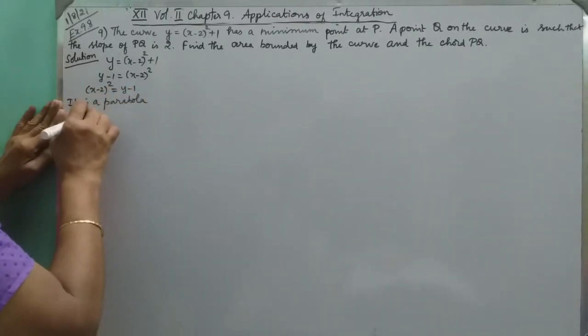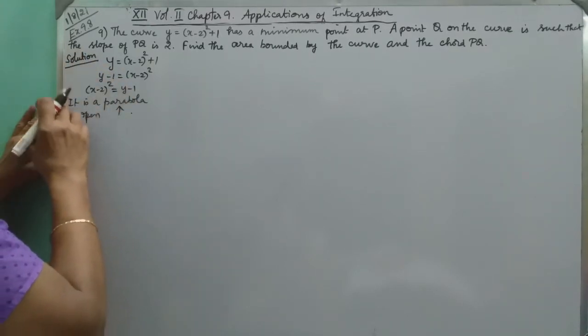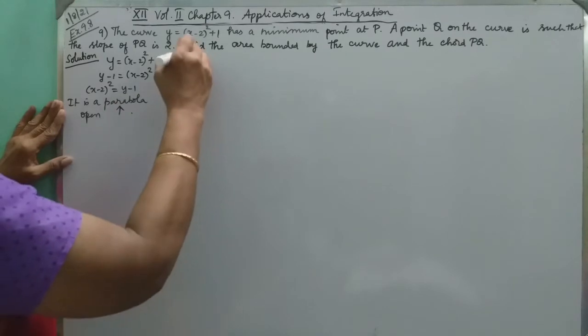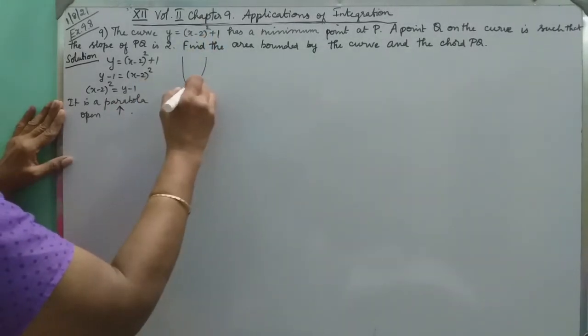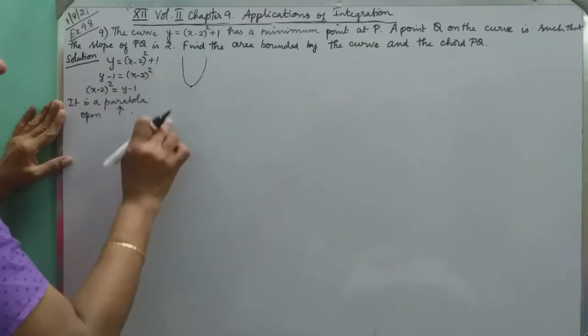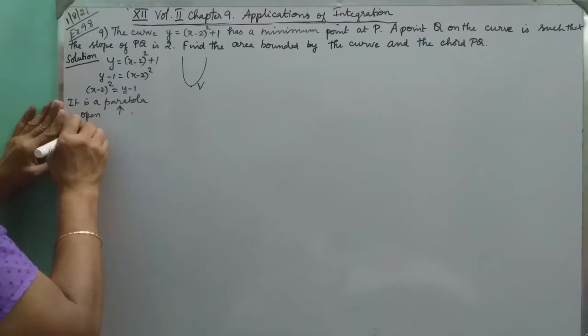It is a parabola open upwards, because here we have a positive sign. So definitely it is a parabola open upwards. Open upwards means it will be like this. So definitely at this point the curve attains its minimum. What is that? That is nothing but the vertex. So let us see what the vertex is here.